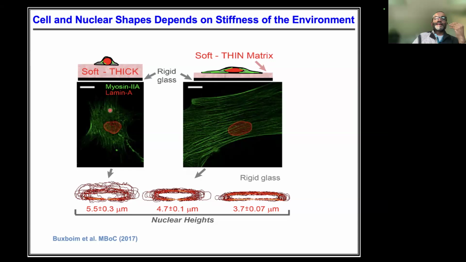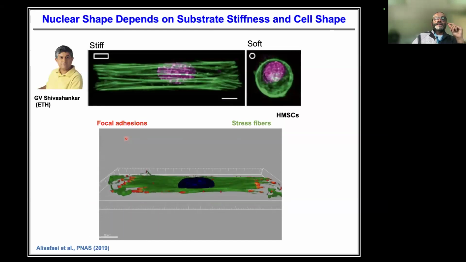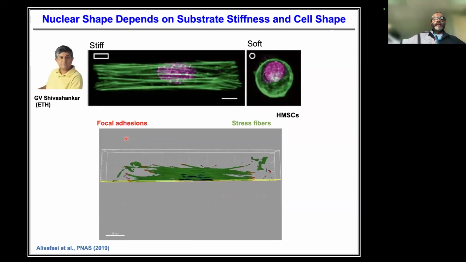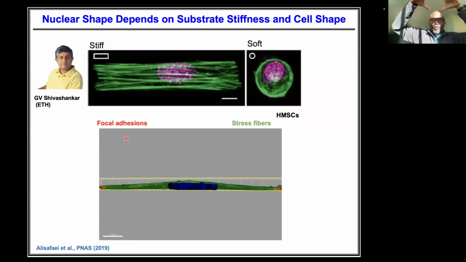And you can see there are significant changes in the nuclear height. And as you can see here, when the cell is on a stiff substrate, it is elongated. And in fact, the adhesions are all at the end, and your actomyosin fibers or cytoskeleton will go over the nucleus and squeeze it down. So the nucleus that you see in the stiff substrate, or you can also change the shape of the cell, either way, is more of a pancake, not the standard round thing that you see in textbooks. That is the case in soft.